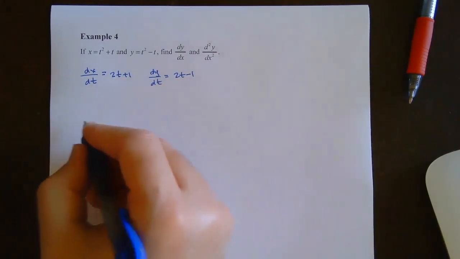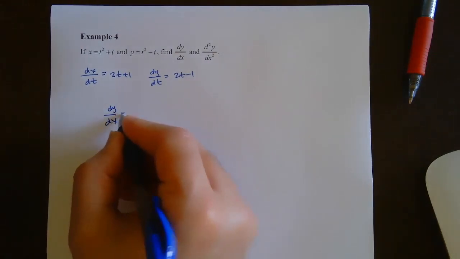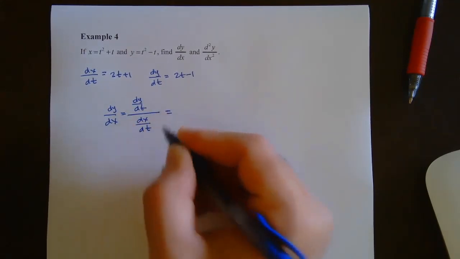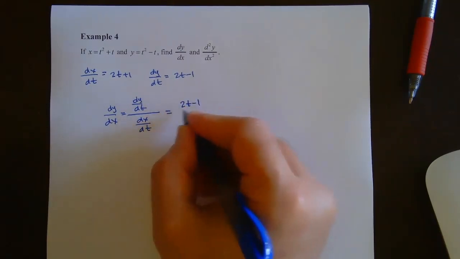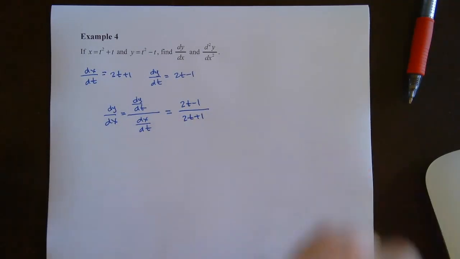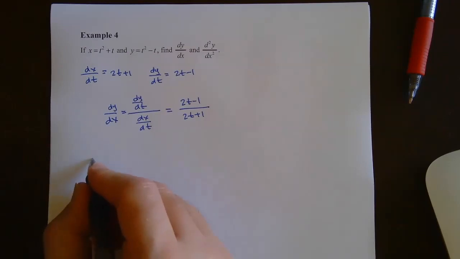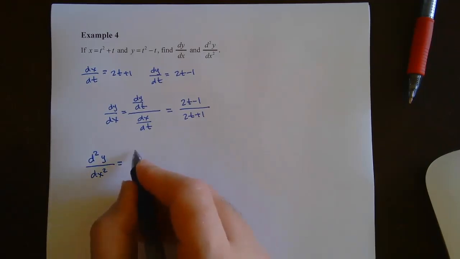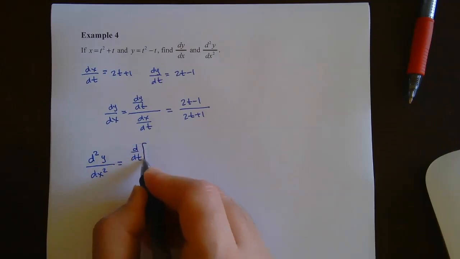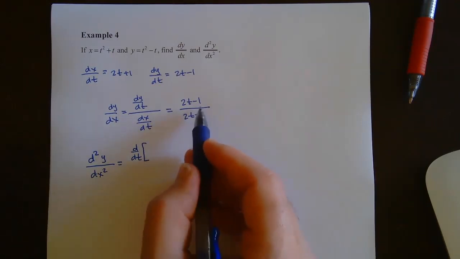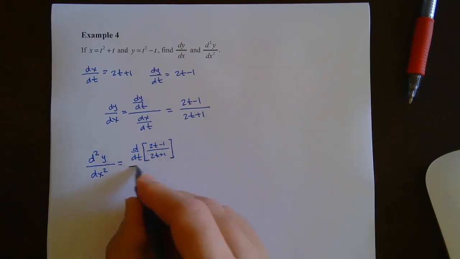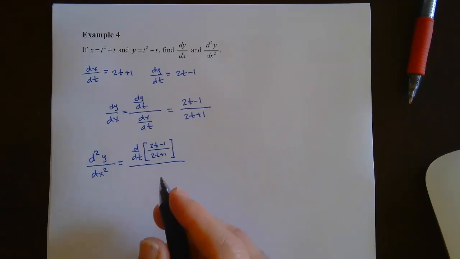Okay? So dy over dx is equivalent to dy over dt over dx over dt. That would mean this would be equal to 2t minus 1 over 2t plus 1. We're done with the first derivative, okay? Now we got to do the second derivative, okay? So the second derivative of y with respect to x for the second time, right? That's equal to d dt of dy over dx, right? Which is 2t minus 1 over 2t plus 1, over dx over dt. And dx over dt is just 2t plus 1.